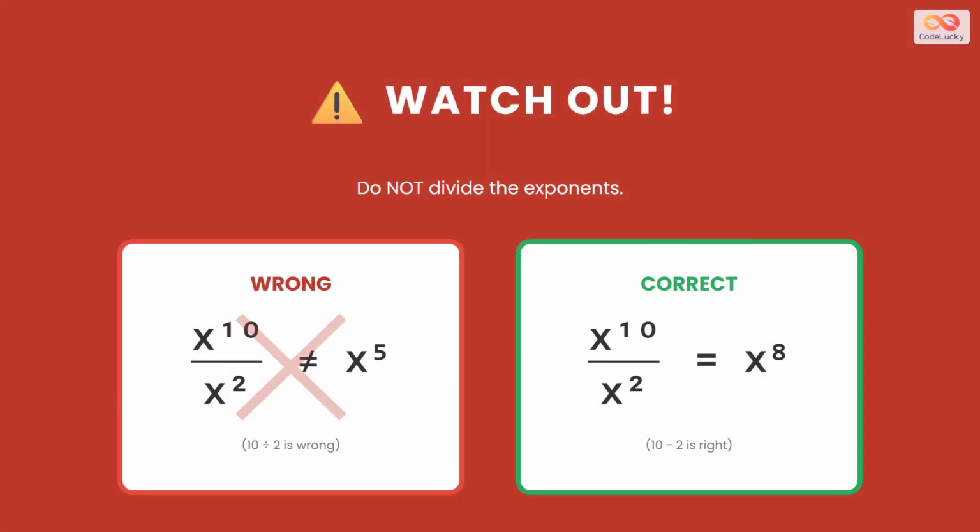Here is a very common mistake to avoid. Never divide the exponents. If you have x to the 10th divided by x squared, the answer is not x to the 5th. You must subtract. 10 minus 2 is 8, so the correct answer is x to the 8th power.